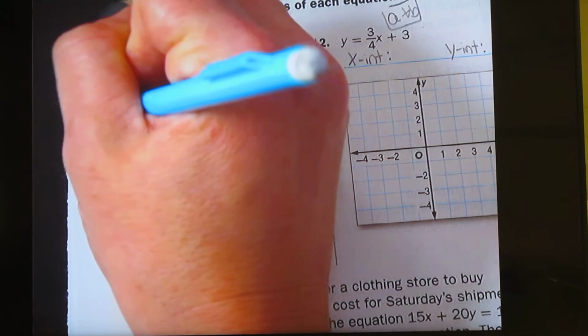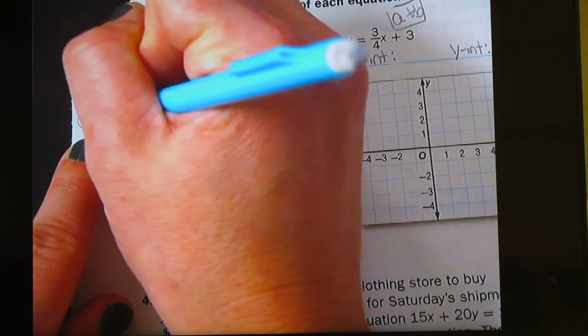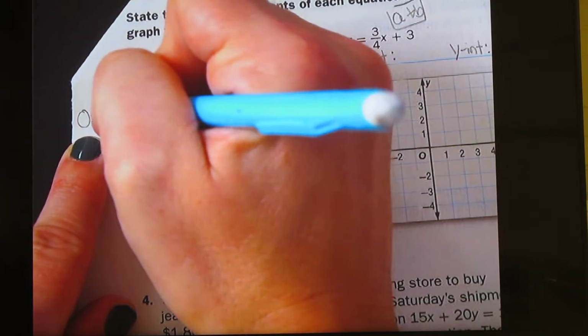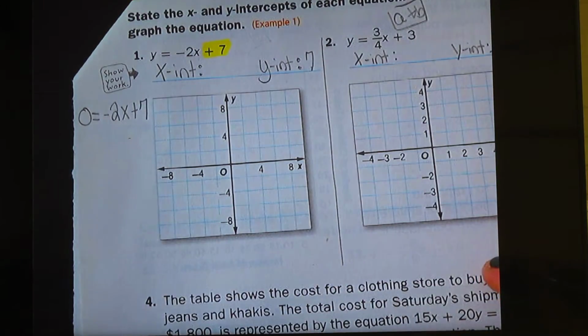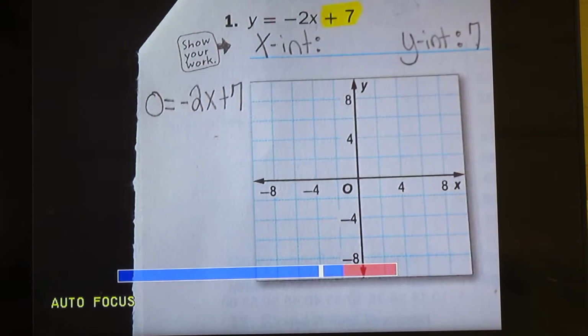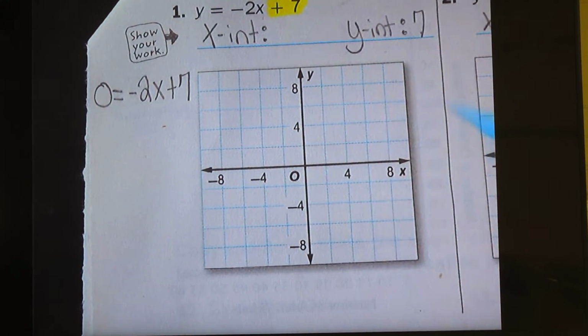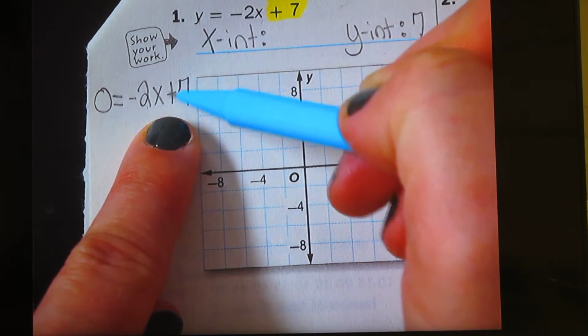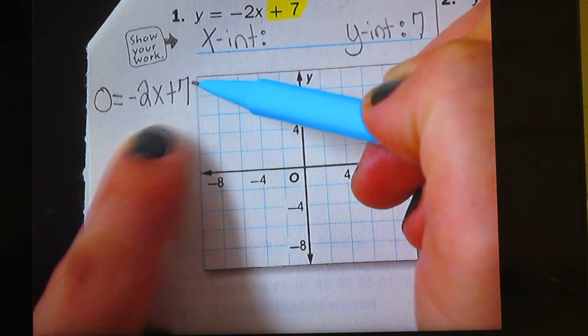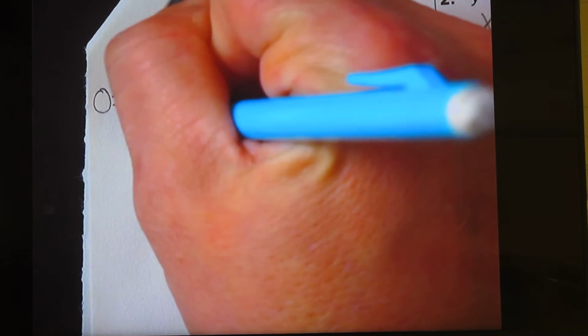So y equals 0, and we have put 0 in for y in y equals negative 2x plus 7. This is a two-step equation. Remember, do not ever fool with what's attached to the x variable first. Always get rid of the constant. And the way we get rid of positive constants is with negative constants.